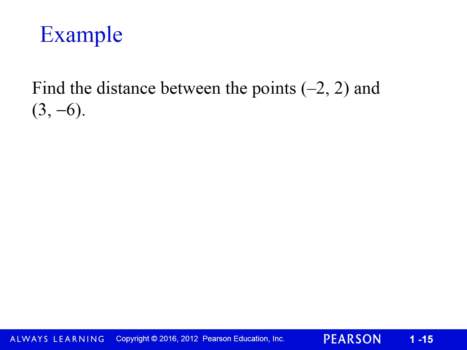So here we have 2 points, and there's a point 1 with coordinates x1, y1. Here's an x2, y2. We will apply the distance formula. The distance formula tells us that the distance between the 2 points in the plane is the square root of the sum of the squares of the differences between the x and y coordinates respectively.